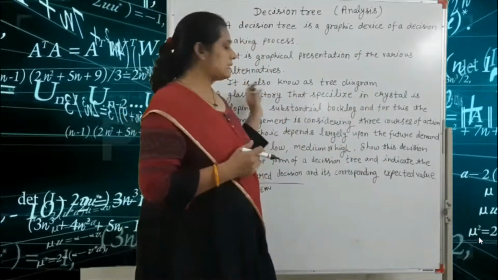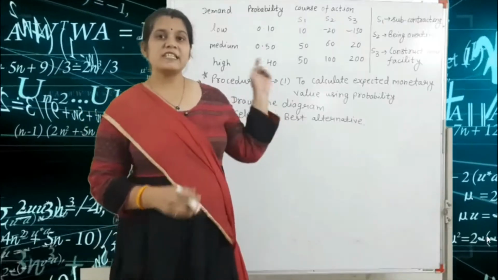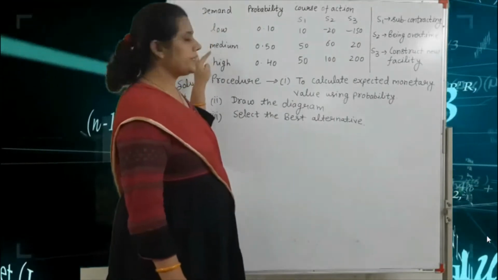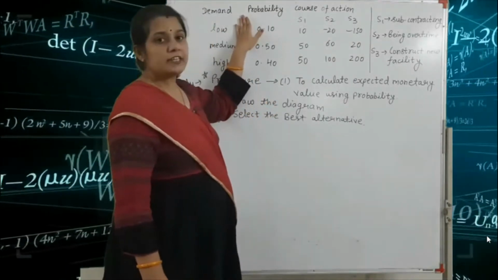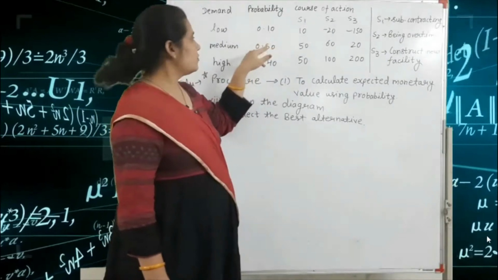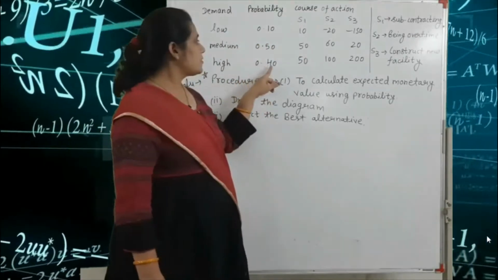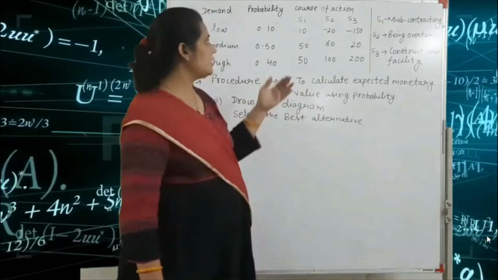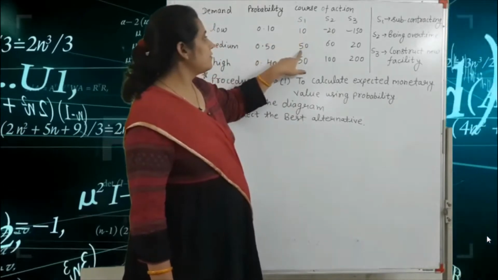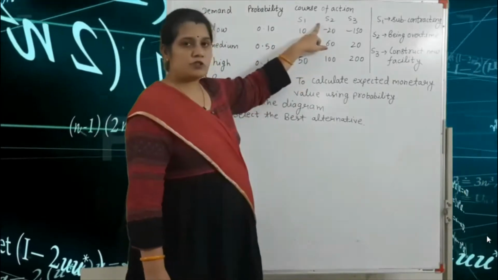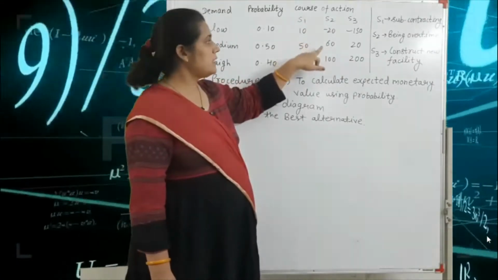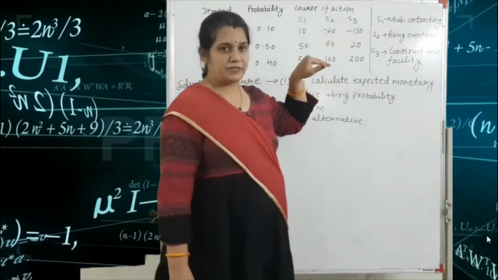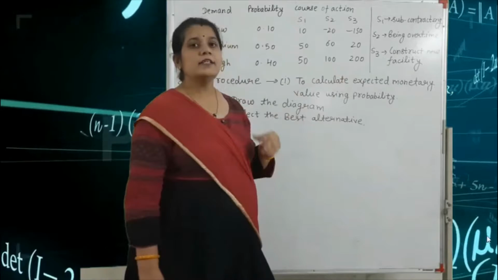This is the table given in our question. Here the demand is low, medium, and high, with probabilities 0.10, 0.50, and 0.40. And here are the three courses of action. S1 has values 10, 50, 50. S2 has values minus 20, 60, 100. And S3 has values minus 150, 20, and 200.